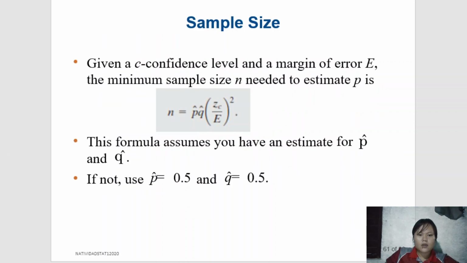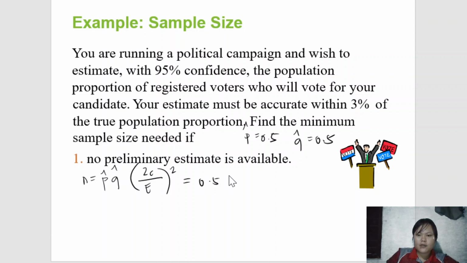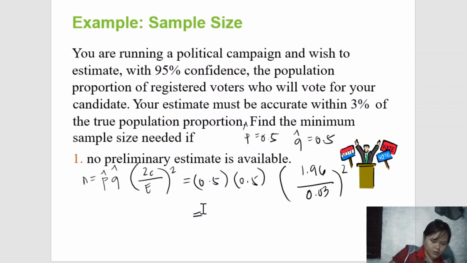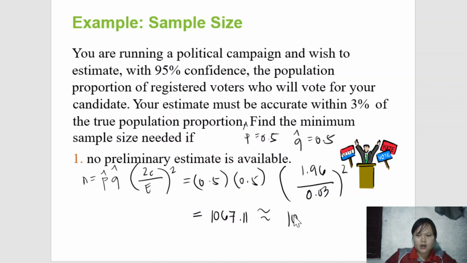Let's recheck. P hat Q hat, 0.5 times 0.5 times Z sub C. For 95%, 0.025, that's 1.96. 1.96 over E, which is 3%, within 3%, so 0.03, squared. Using the calculator, that's 1067.11. Rounding up, you should survey 1068 people in your survey.